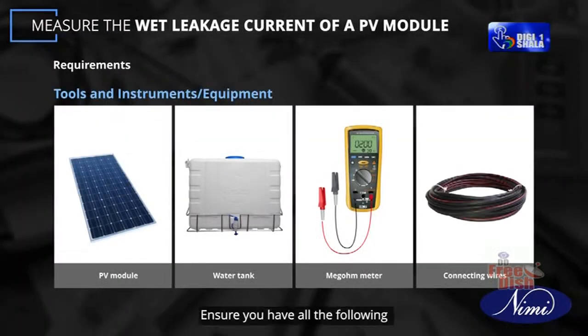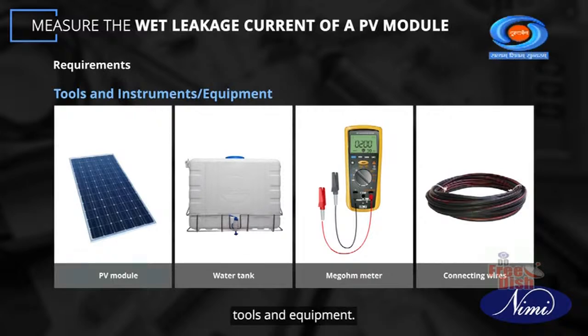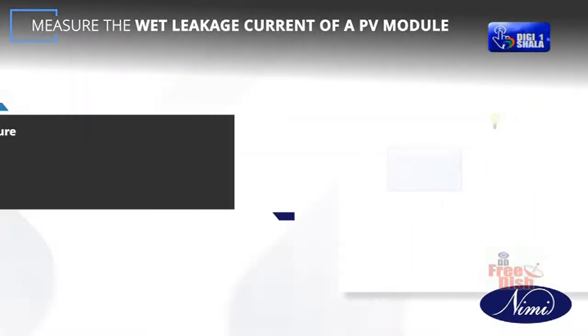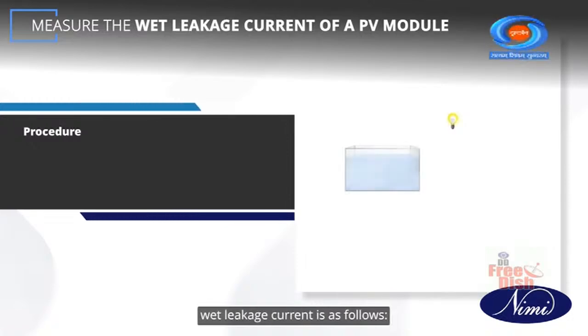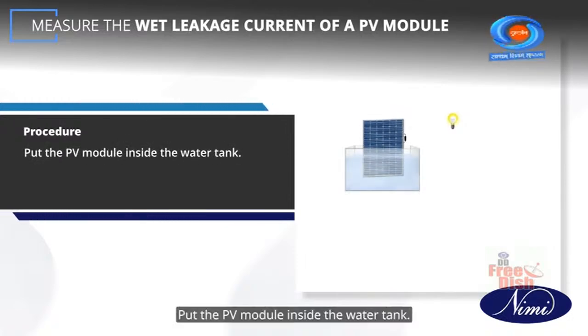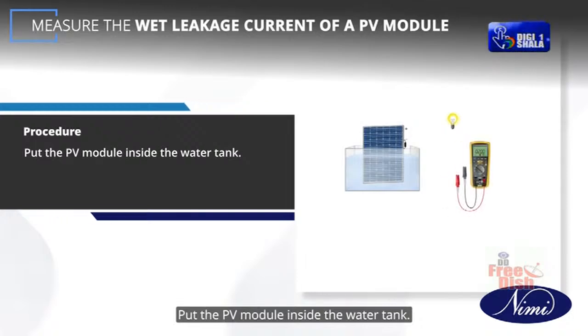Ensure you have all the following tools and equipment: PV module, water tank, megohmmeter and connecting wires. The procedure to be followed to measure wet leakage current is as follows. Put the PV module inside the water tank.